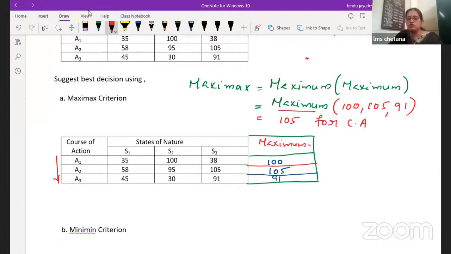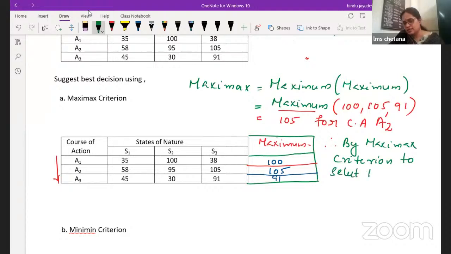Which coefficient is it? It is coming in the second line. Which coefficient is in the second line? A2. So I write 105 for coefficient A2. Finish. The answer is ready. Therefore, what will I write? By Maximax criteria. But you should write this sentence, okay? Criterion to select best course of action is A2, underline. 3 marks.